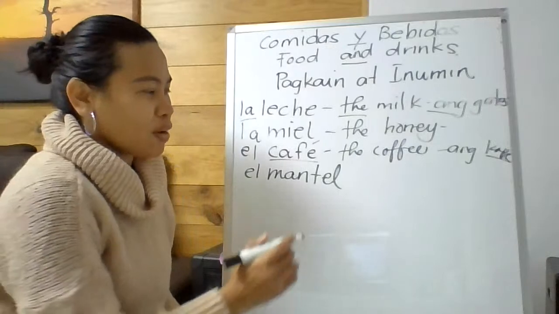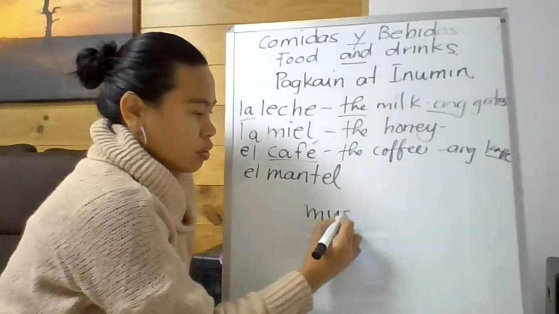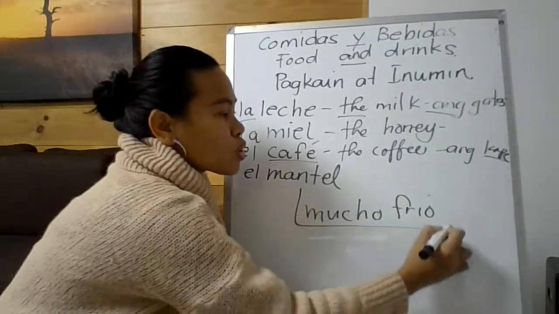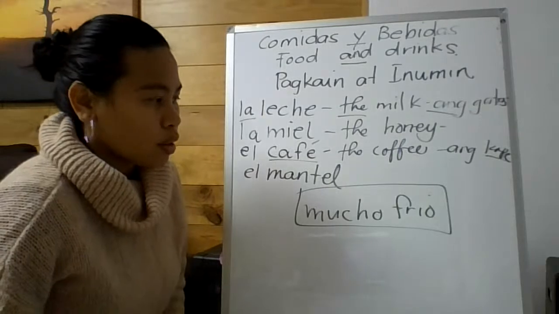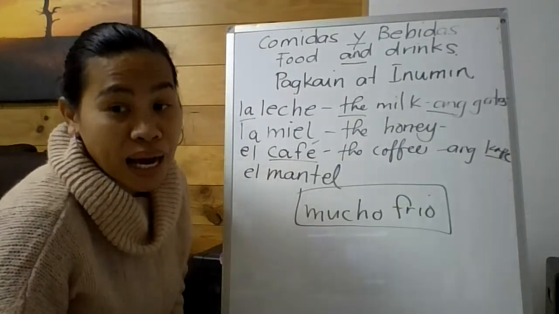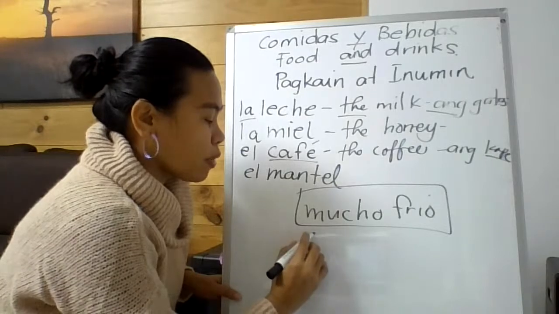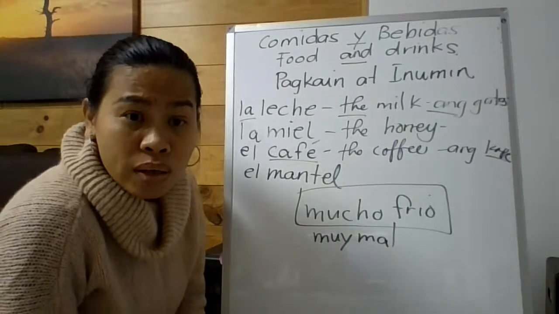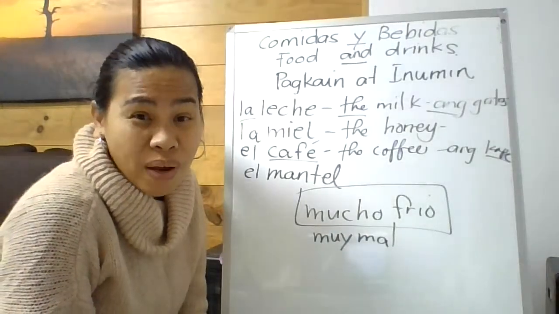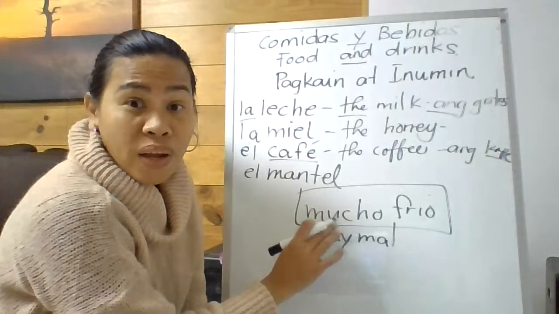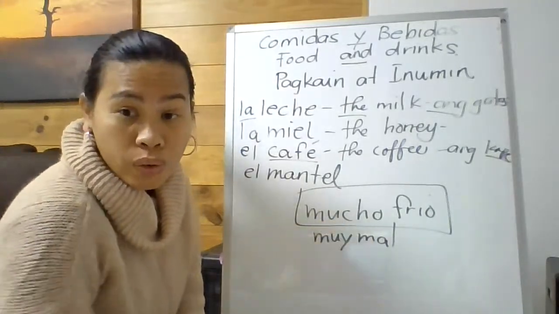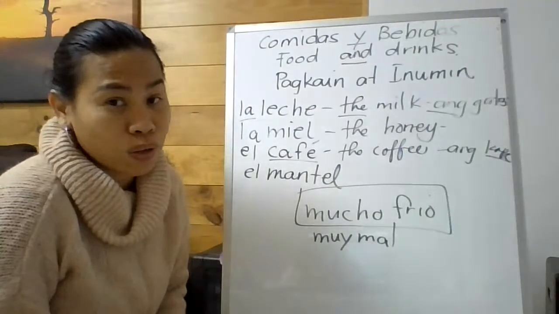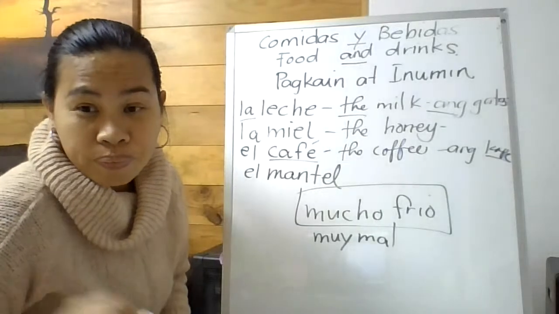Mucho frío. Eva She, mucho frío. Muy frío, no. Mucho frío. Muy mal. For ejemplo, muy mal, very bad. El tiempo es muy mal. The weather is very bad. But very cold is mucho frío. Muy frío, no. Mucho frío. Hace mucho frío. It's very cold.